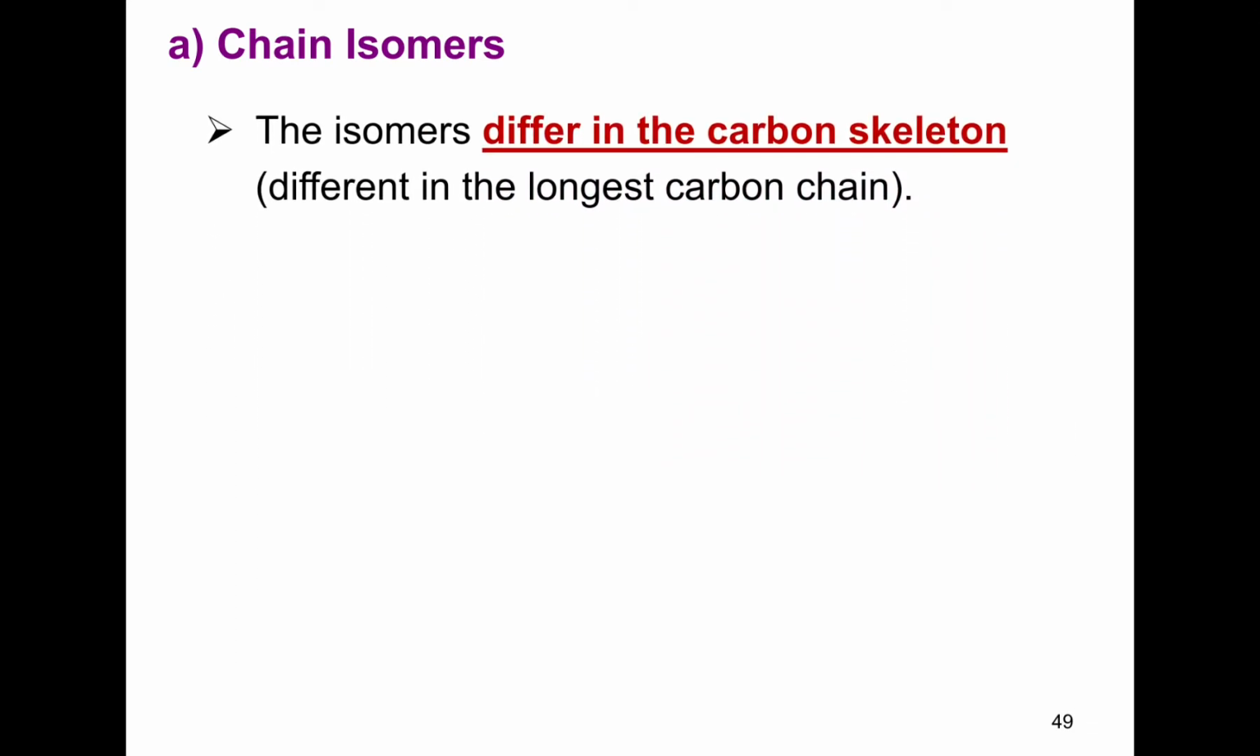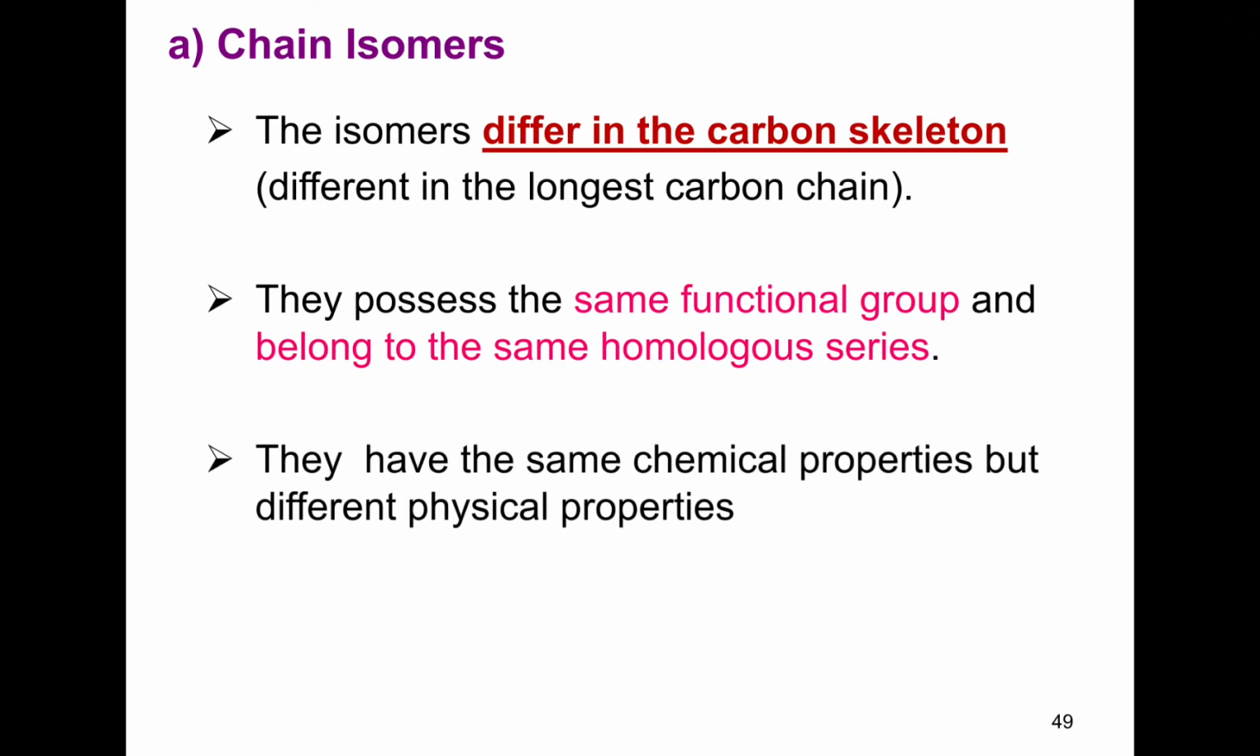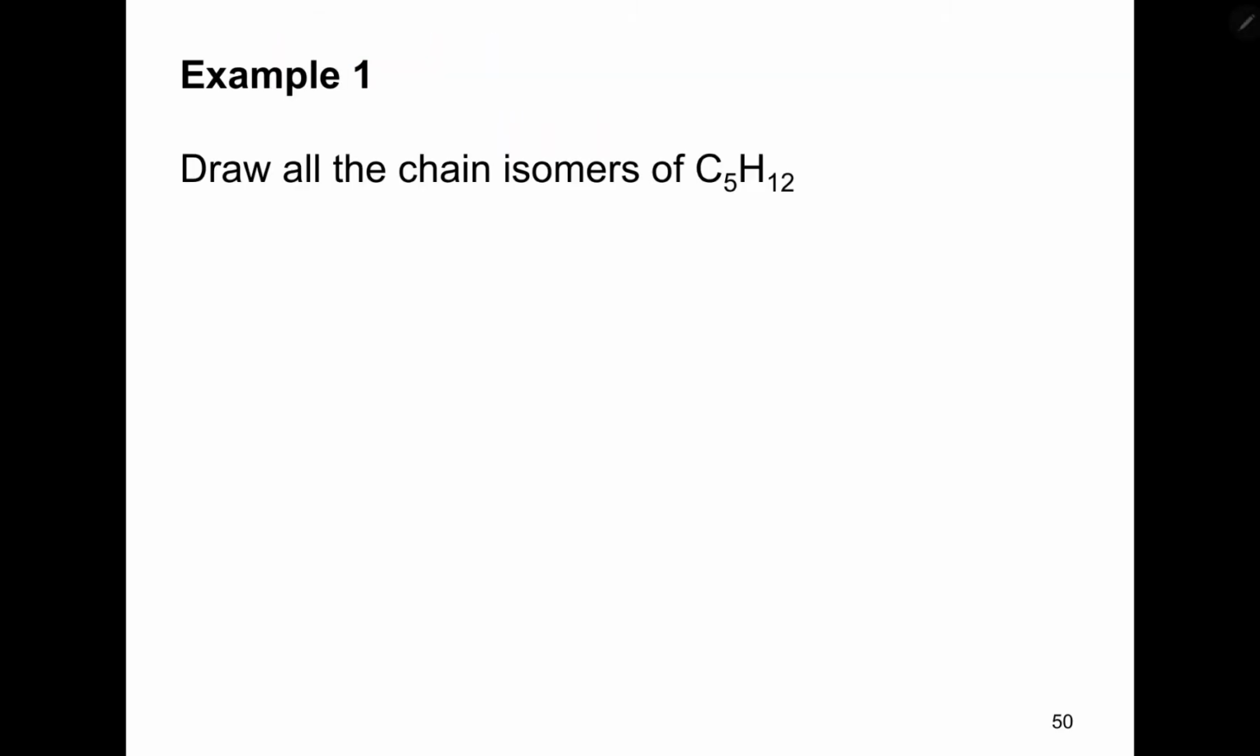Let's look at what chain isomer is. The isomers differ in the carbon skeleton or in the longest carbon chain. They possess the same functional group and belong to the same homologous series. They have the same chemical properties but different physical properties. So this is an example for chain isomer. Draw all the chain isomers of C5H12.